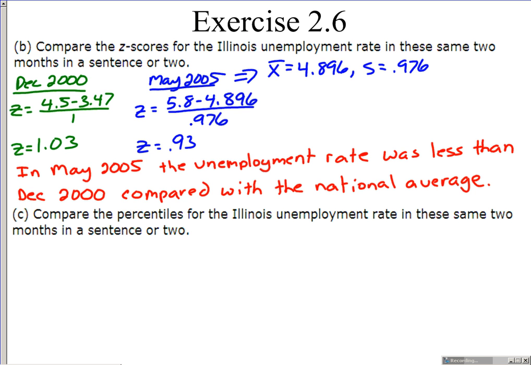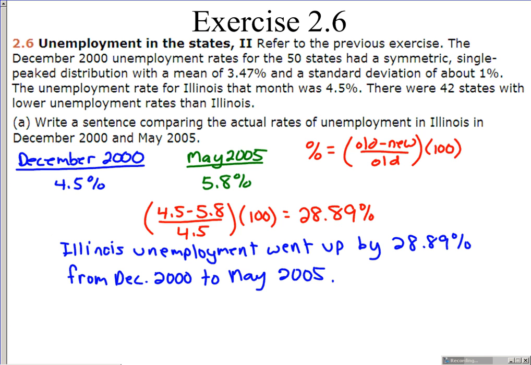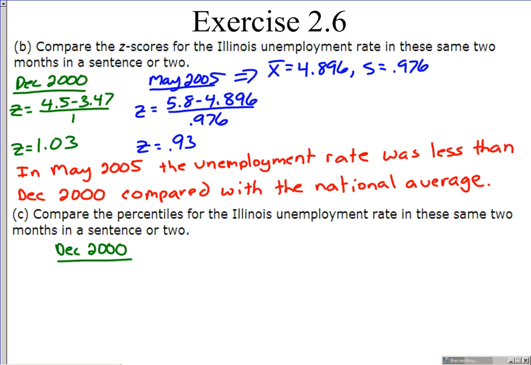Letter C, compare the percentiles for the Illinois unemployment rate in these same 2 months. Well, if we look at the percentiles, let's again start with December of 2000. It tells us that there were 42 states with lower unemployment rates than Illinois. So that means Illinois would have been the 43rd state out of 50, which puts them in the 86th percentile.